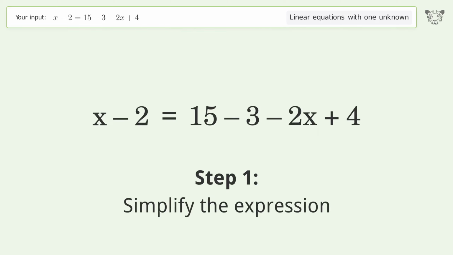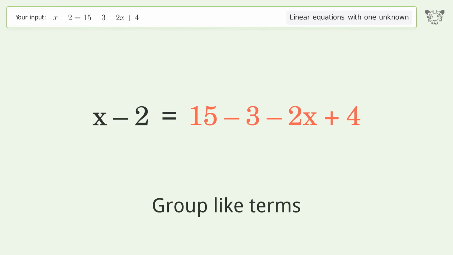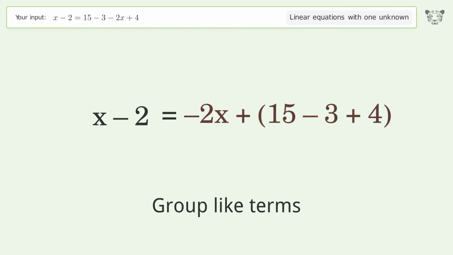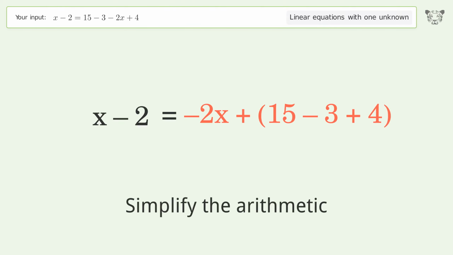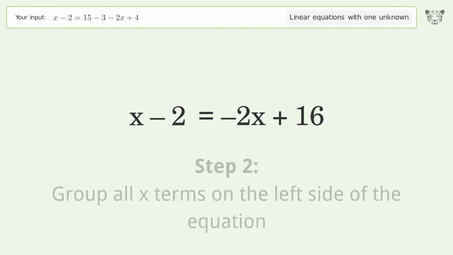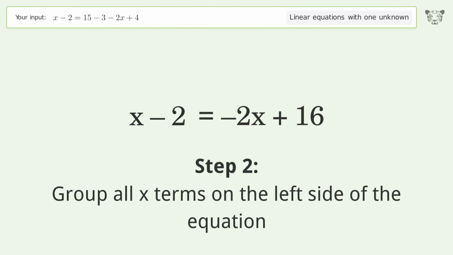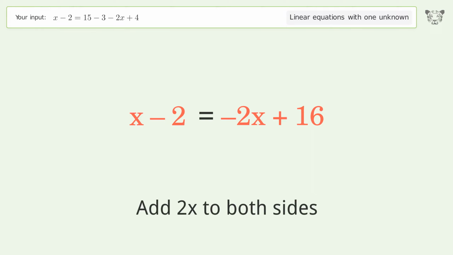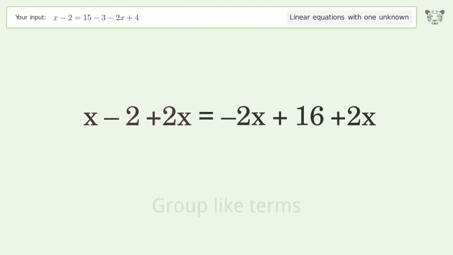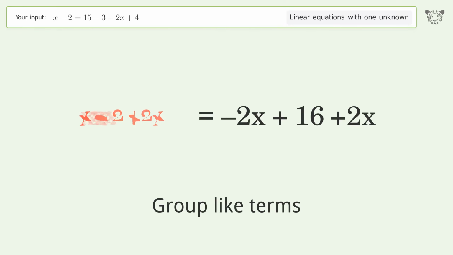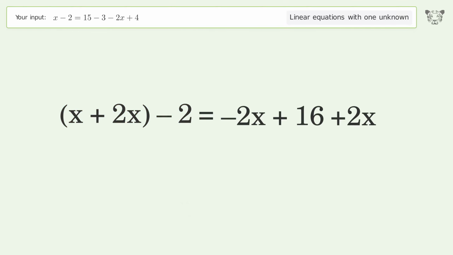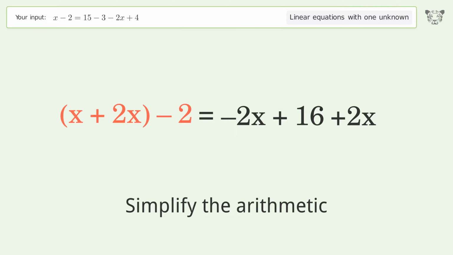Simplify the expression. Group like terms. Simplify the arithmetic. Group all x terms on the left side of the equation. Add 2x to both sides. Group like terms. Simplify the arithmetic.